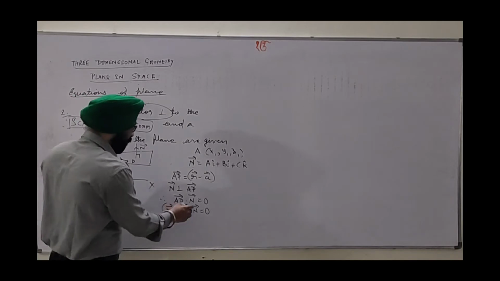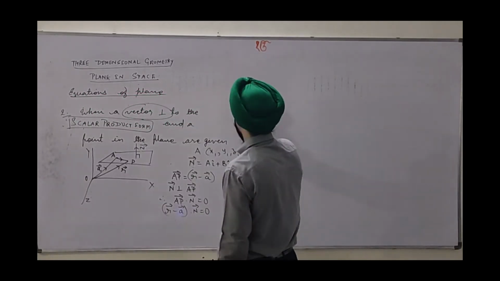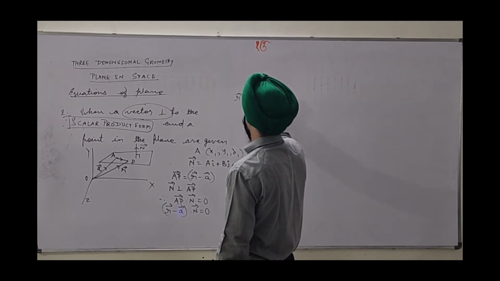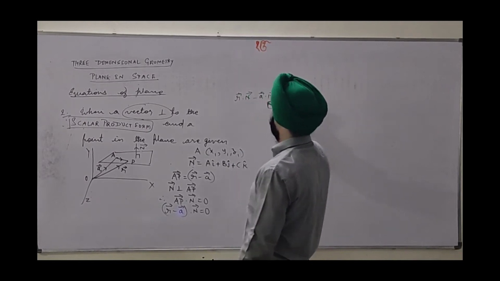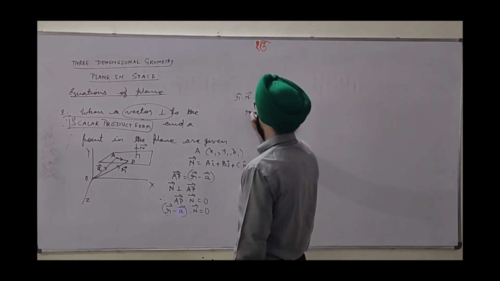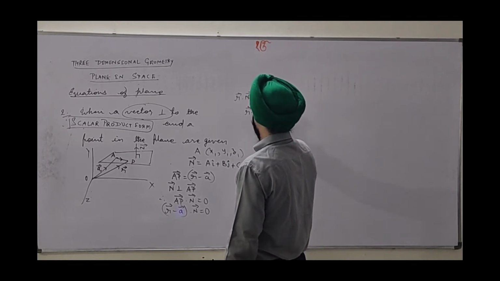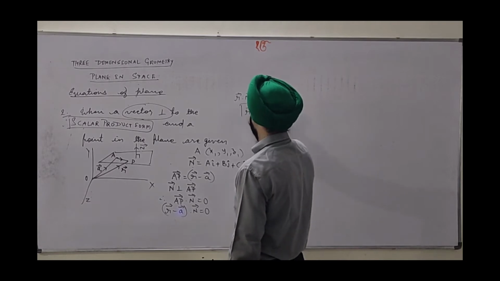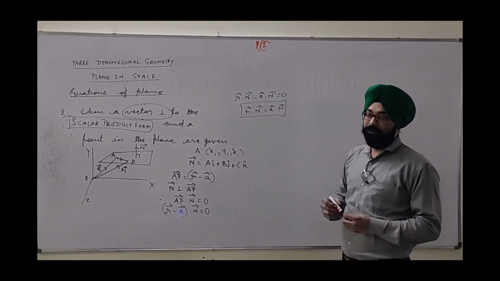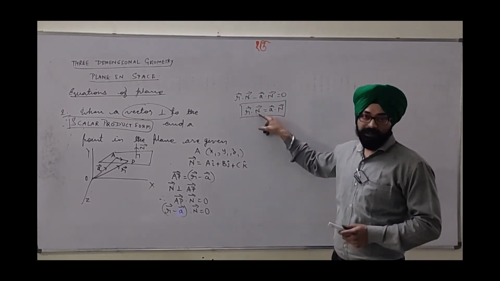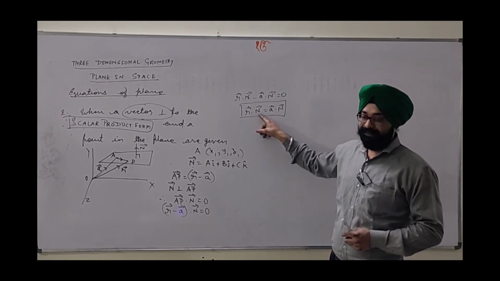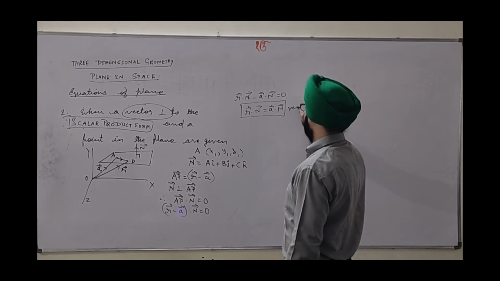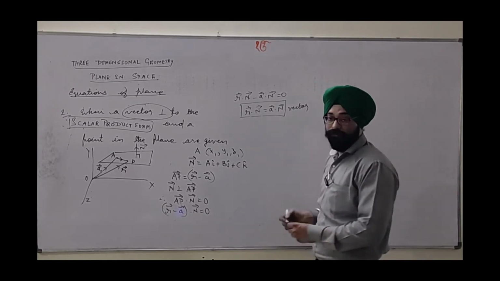Now, when we take the dot product by distribution, we have R dot N vector minus A dot N vector equal to 0, and R dot N equal to A dot N. This is the scalar product form. You can see here we are finding the scalar product, the dot product of vectors R dot N, A dot N. In this form, all vectors are used.